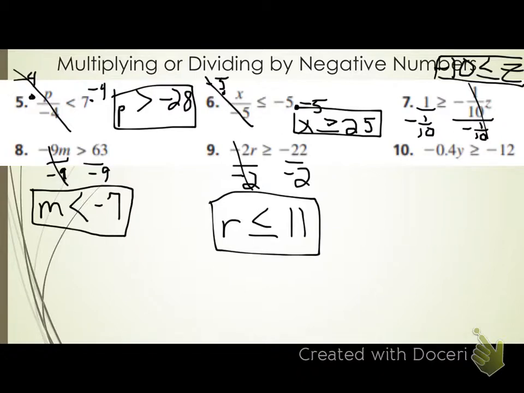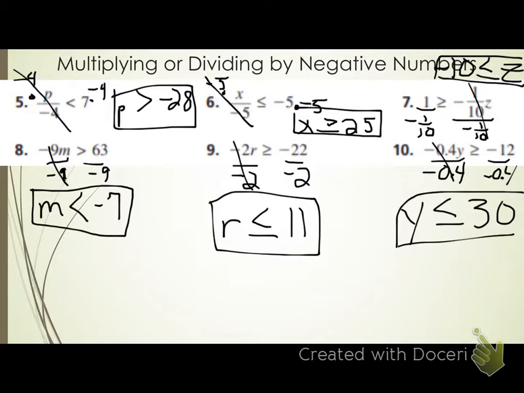Last one. Negative 0.4y is greater than or equal to negative 12. What do I need to do to both sides here? Divide by negative 0.4 on both sides. So I get y, and then negative 12 divided by negative 0.4 is what? 30. Does my symbol flip or stay the same? Flips.